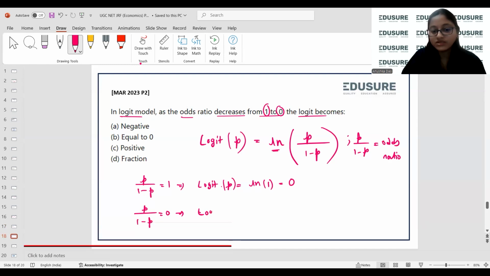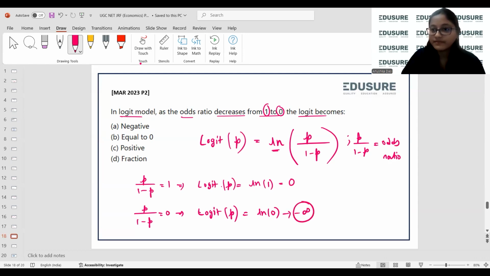So what will be the Logit P? It will be simply log of 0. What will be log of 0? Log of 0 goes to minus infinity. This I hope you know. From the diagram also you can refer to this. Log 0 does not have any exact value. It tends to minus infinity.